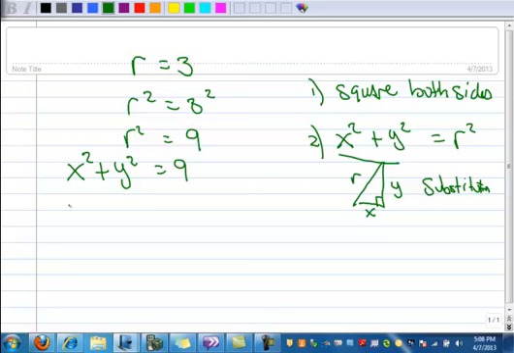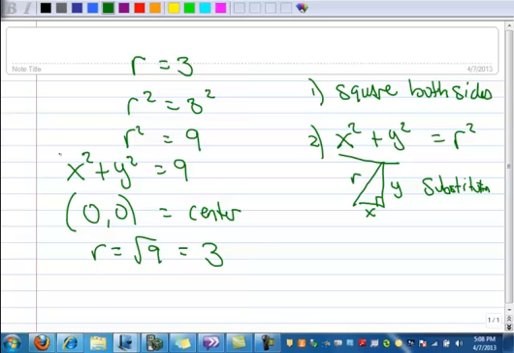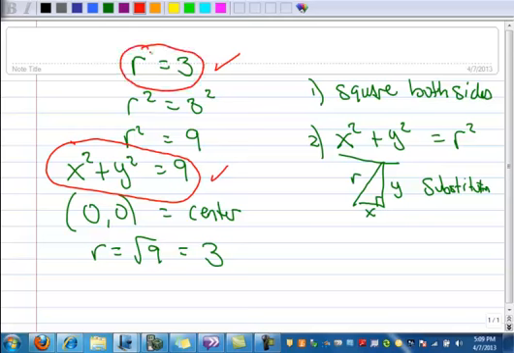And then I'm able to identify the center of the circle, which is 0, 0 in this case. And then the r would be the square root of 9, which is 3. So there you have successfully converted an equation of a circle from polar form to rectangular form. Before I leave this example, which one looks simpler? r equals 3 in polar form certainly looks a whole lot simpler than x squared plus y squared equals 9, although that one's not bad. Alright, let's do another one.